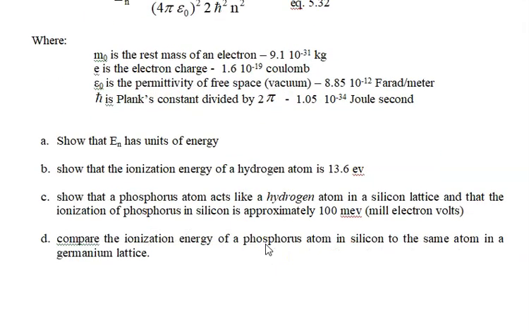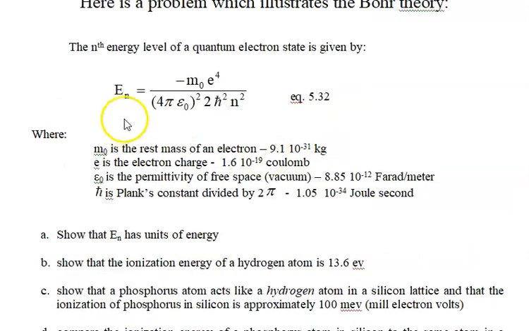And now we try to answer some questions. So these are just the different parameters here. m0 is the rest mass, e is electronic charge, epsilon is permittivity, and h bar is Planck's constant divided by 2 pi. And these are all the values which we're going to substitute in just a minute. And we're asked the following questions. Show that E sub n has the units of energy. Oh, it doesn't look like energy here, does it? Well, that's our first problem, to show that it has the units of energy.